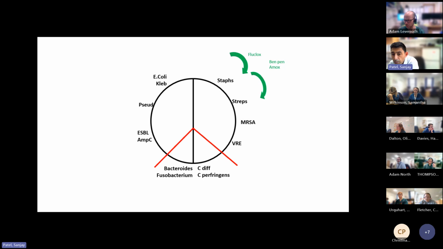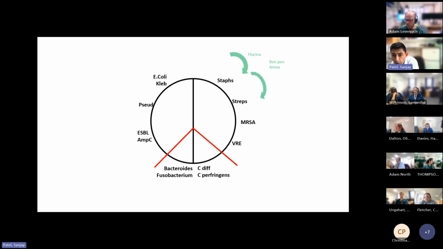The other big player for pathogens in children is Strep pneumoniae. And actually, the best antibiotic you can give for that is benzylpenicillin or amoxicillin. As you can see, really narrow. It might have a little bit of cover against some gram negatives, but once again, a pretty narrow spectrum antibiotic.